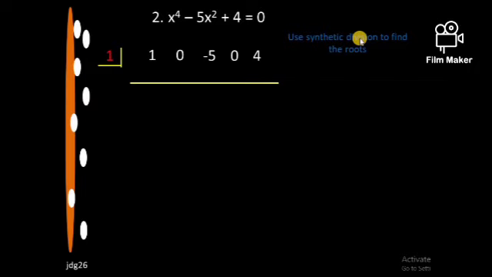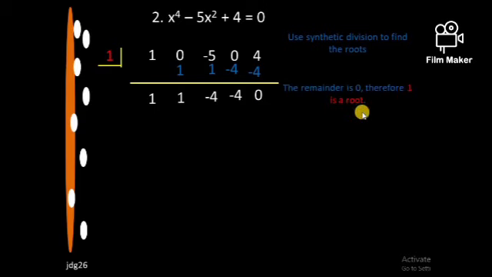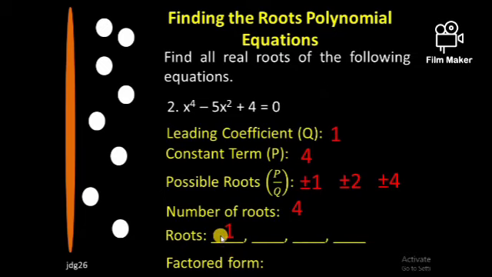Now, let us use synthetic division. Bring down the first number. 1 times 1 is positive 1. Then, add. Positive 1 times 1 ulit, positive 1. And then, add negative 5 plus 1 is negative 4 times 1 is negative 4. 0 minus 4 is negative 4 times 1 equals negative 4. 4 minus 4 is 0. So, since the remainder is 0, therefore 1 is a root. So, meron na tayong isang root na nakuha, which is 1. Ilista na natin siya dun sa ating answer sheet.